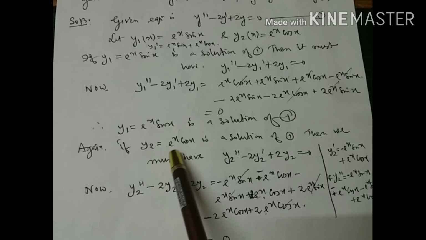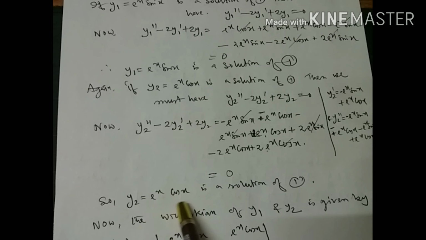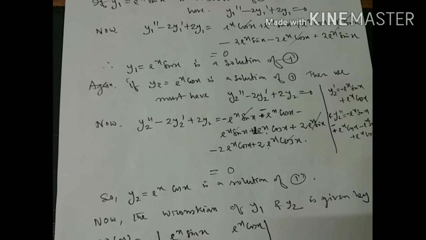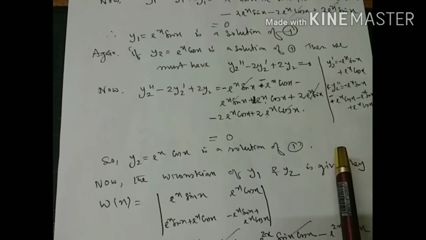Similarly, for the second part, y2 equal to e to the power x cos x, we are differentiating twice and putting the values, and it becomes 0. That means y2 satisfies this equation. So y2 equal to e to the power x cos x is a solution of 1. And we have to show that these two functions are linearly independent. As earlier, if the two functions are linearly independent, then the Wronskian of these two functions must not be equal to 0.